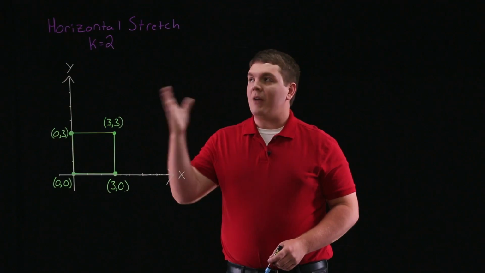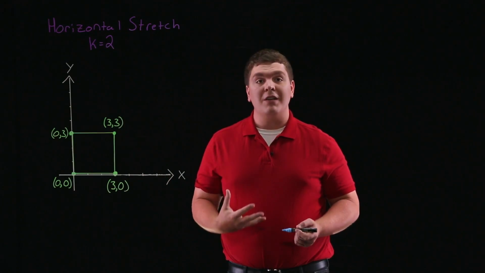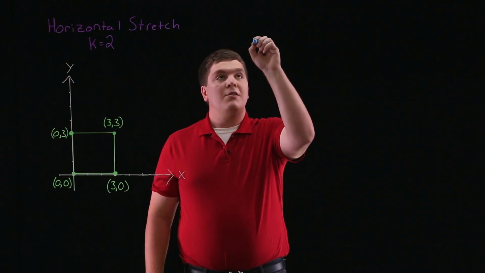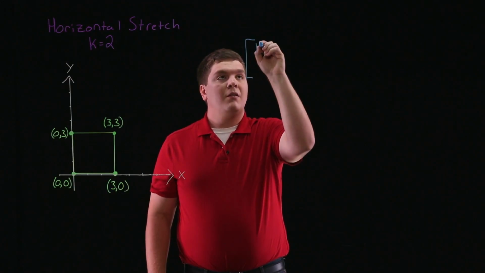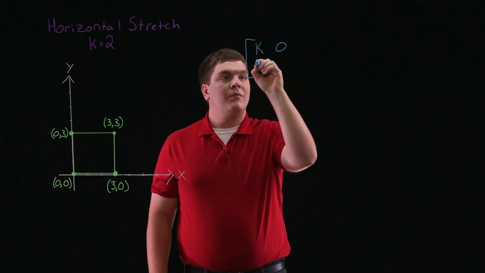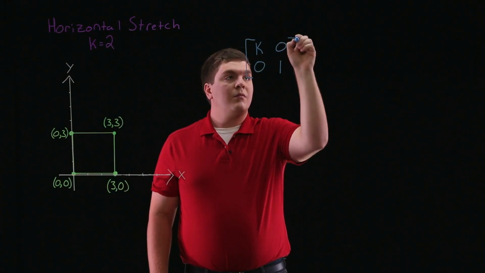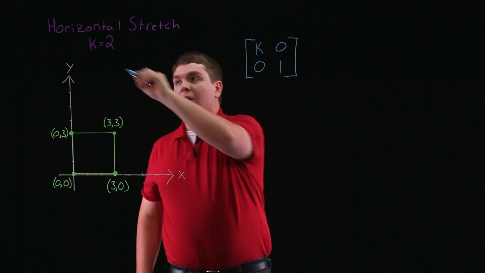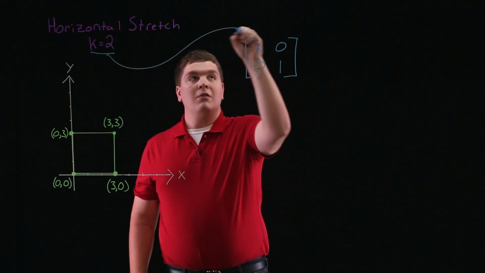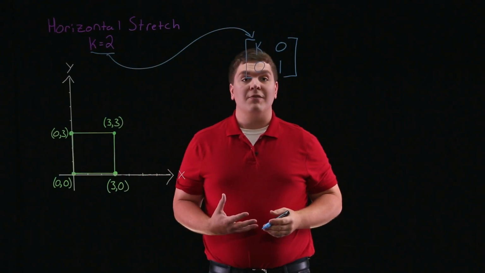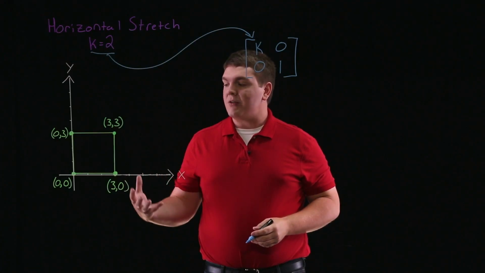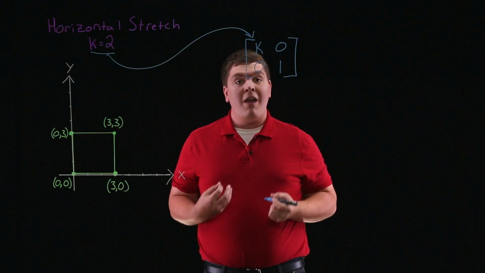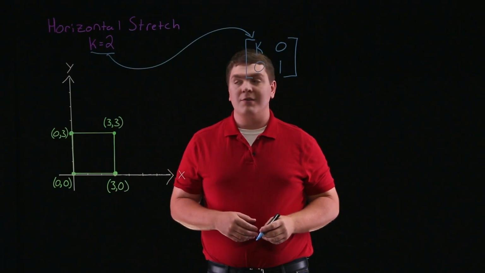Since we want to use a matrix to represent our horizontal stretch, the matrix we'll want to use will be of this form, where our k value is 2. So we're going to take our k value and plug it into this matrix. Now we want to start finding our vertices after we apply this matrix.